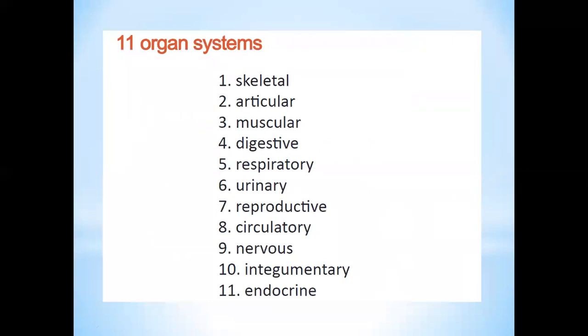Our body consists of 11 organ systems. There are first skeletal systems, articular systems, muscular systems, digestive systems, respiratory system, urinary system, reproductive system, circulatory system, nervous system, integumentary system, and the endocrine system.